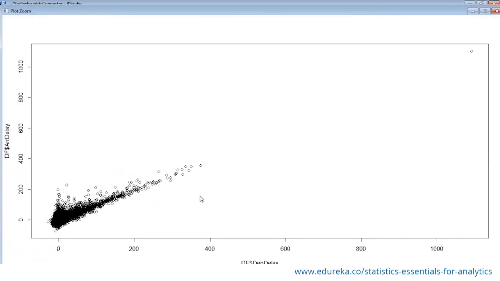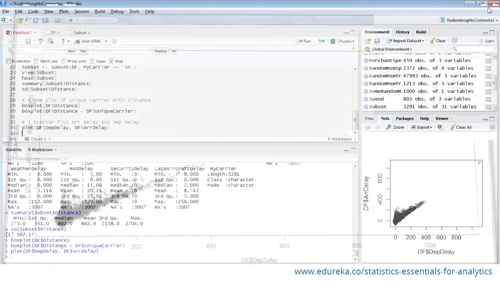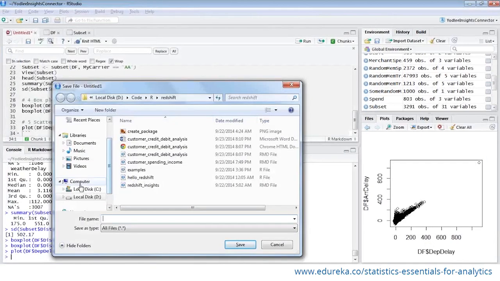These points indicate that a flight which is late by 200 minutes is anyway going to be late by more than 200 minutes on arrival. But there are some flights which are late by say 5-10 minutes, which may be late not only by 5-10 minutes, but there may be more delays due to weather or many other things. Okay, but this gives a kind of relationship between the two delays. Okay, so I can save this.